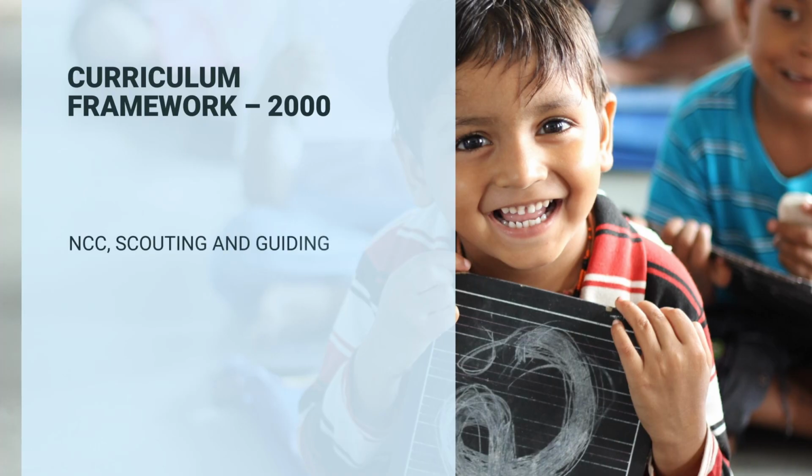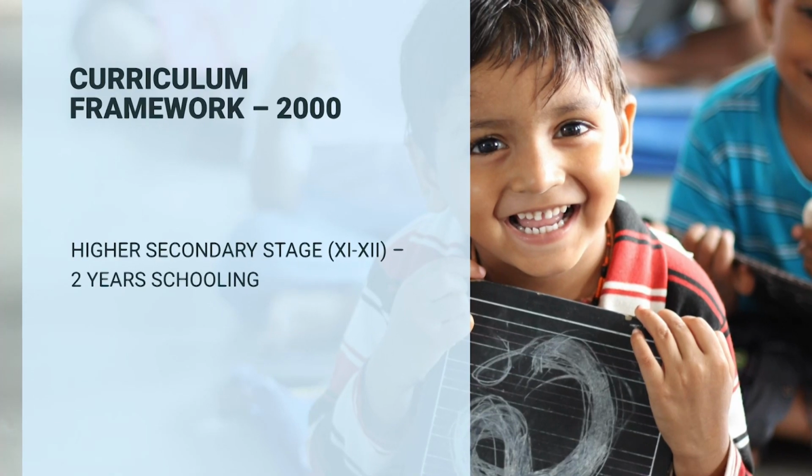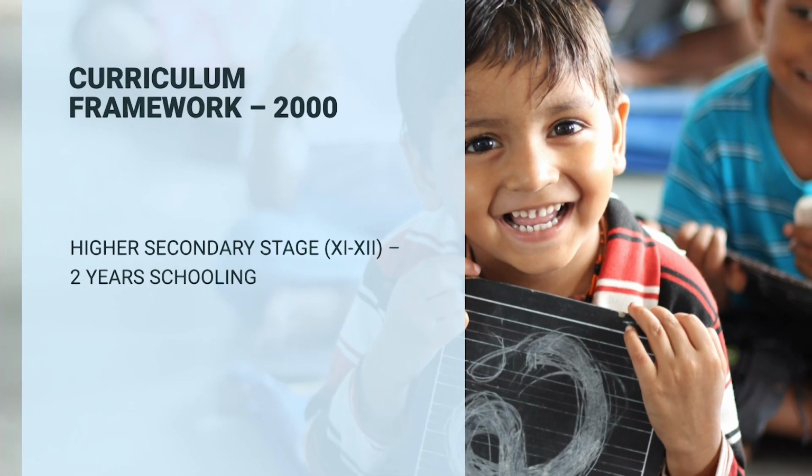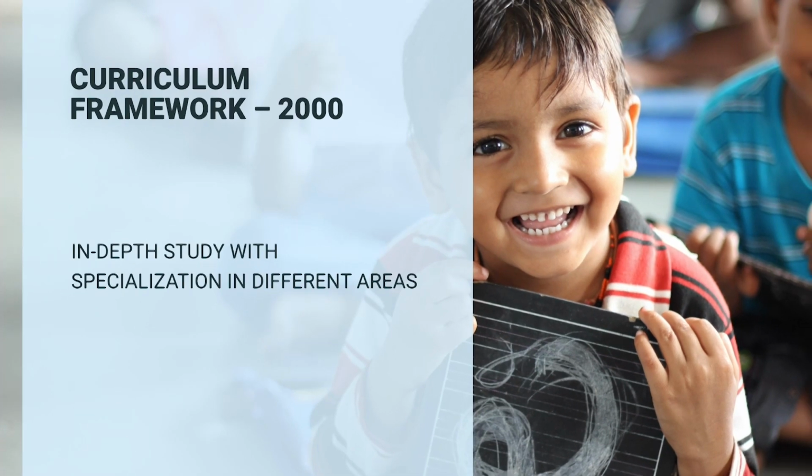Then NCC, scouting and guiding were also included in the curriculum. Then technology is added with science. So, here major focus was given to the science subject, on how to include technology, ICT, information and communication technology, at the same time technology in teaching, especially introduced in the science subject. Then further 2 years of higher secondary schooling, that is class 11th and 12th. Further, in-depth study with specialization in different areas was also introduced, and how to address the other areas of knowledge was also another important focus.